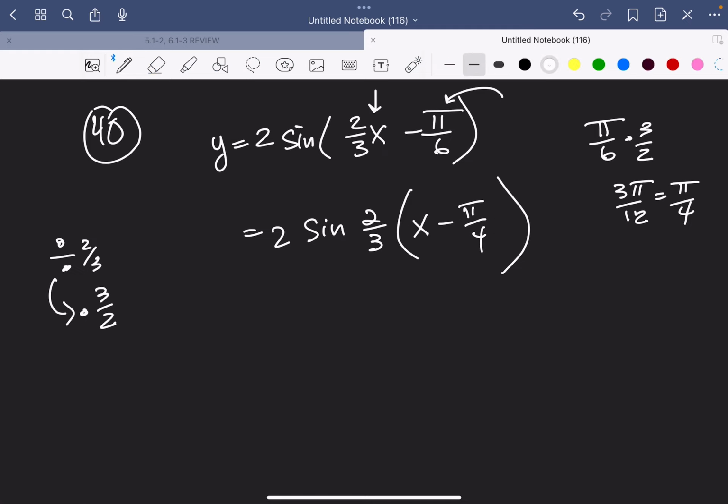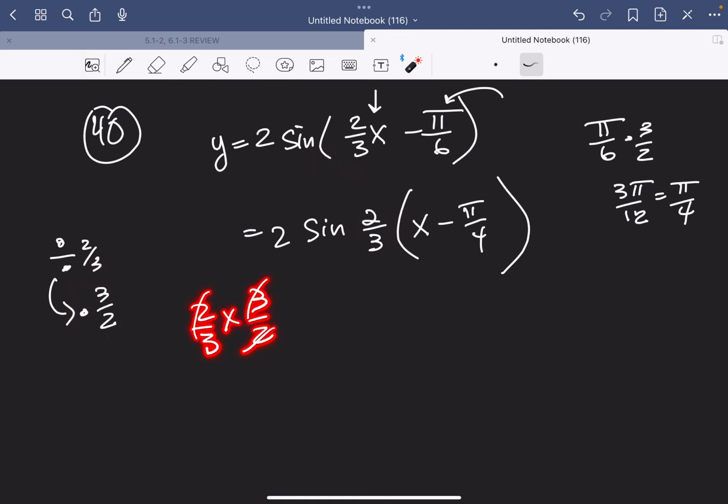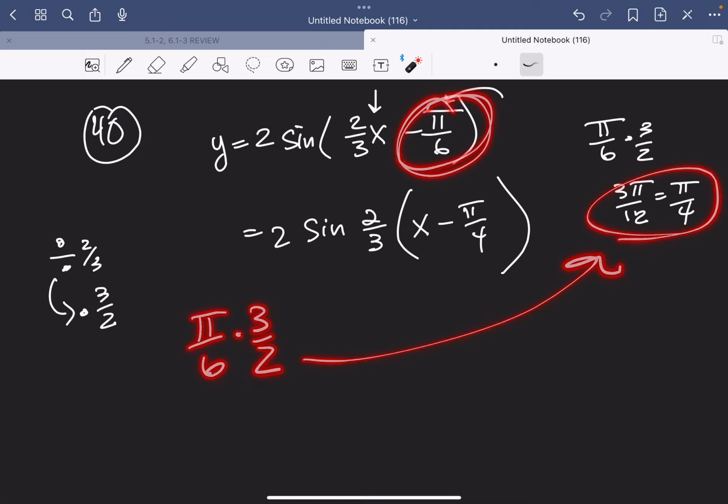So notice what we did. We divided by 2/3, which is the same as multiplying by 3/2. So this times 3/2 just gets us x. And then pi over 4 times 3/2 just gets us 3 pi over 8. No, sorry. It's pi over 6. So pi over 6, which is this, times 3/2 over here, like we said, gets us pi over 4.